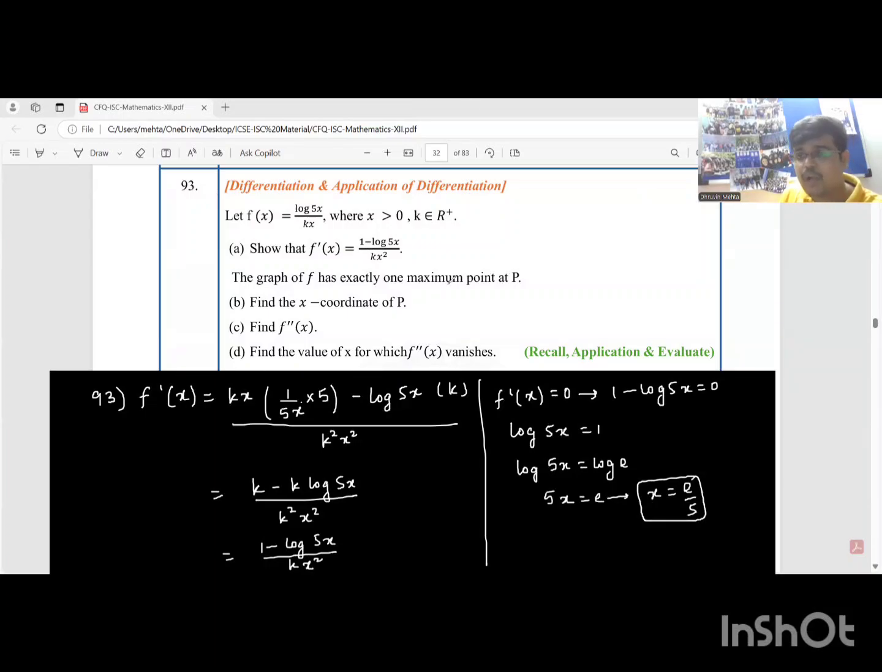Now, to show that it has a maximum, we'll have to check the double derivative and substitute the value of x. About the second part, the coordinates of P. So P, students, x is e by 5. Now we'll have to find the y coordinate, student.